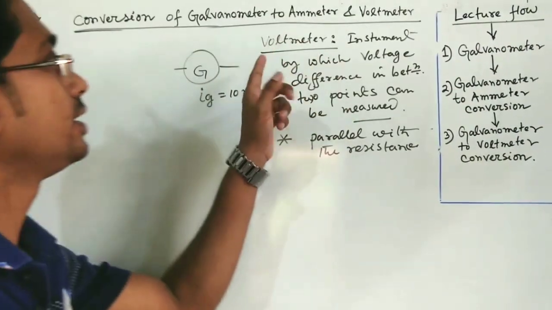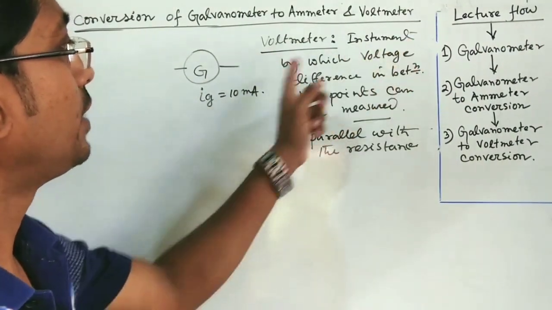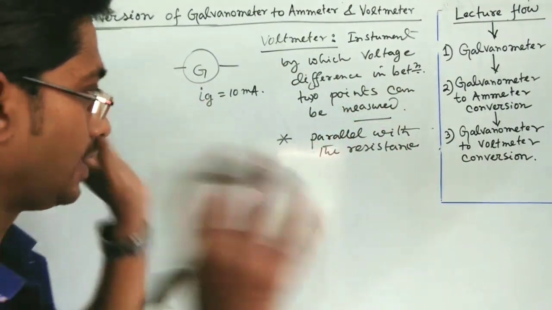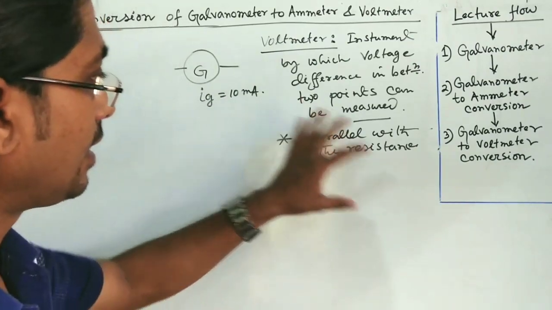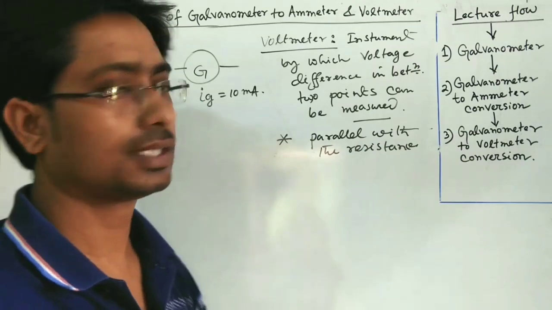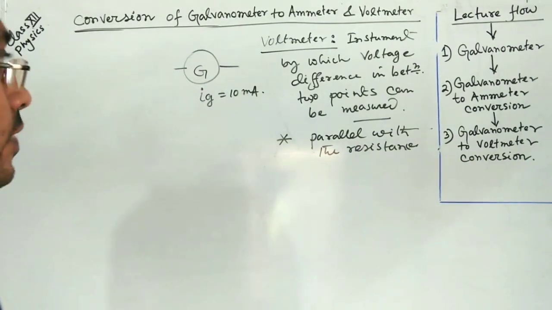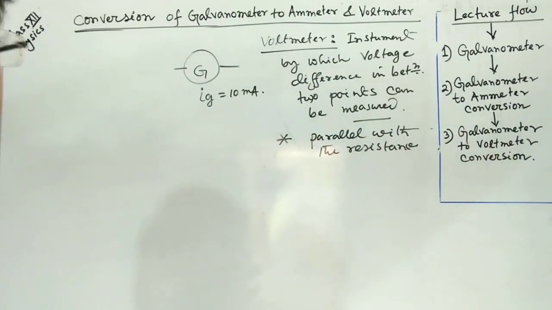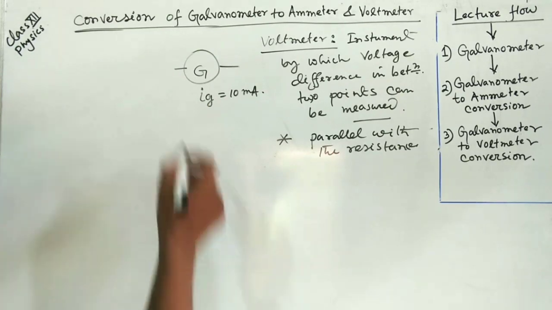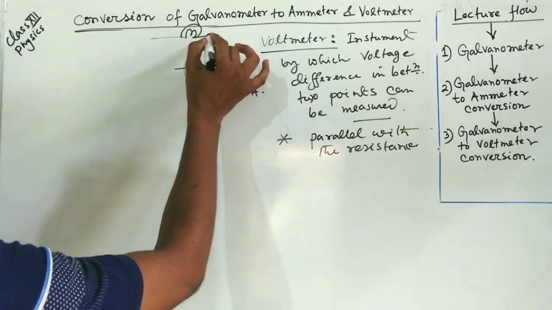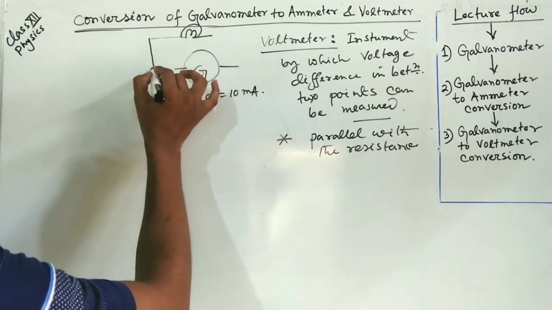Now what is a voltmeter? A voltmeter is the instrument by which the voltage difference between 2 points can be measured, and it is always connected in parallel with the resistance in the circuit. We have taken one galvanometer, and we have to convert it into a voltmeter. But how can we measure the voltage between the 2 points by using the galvanometer? Suppose we have taken one bulb, and it is glowing in the circuit.